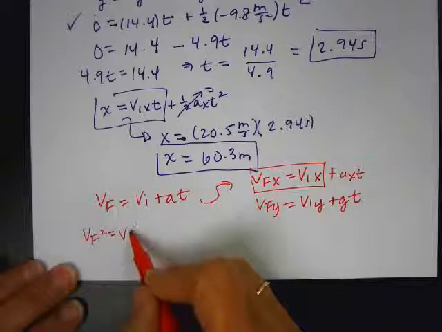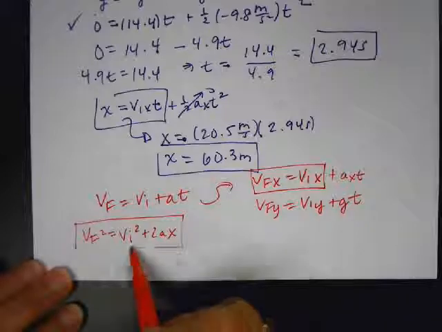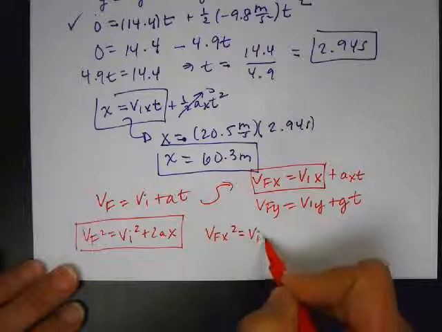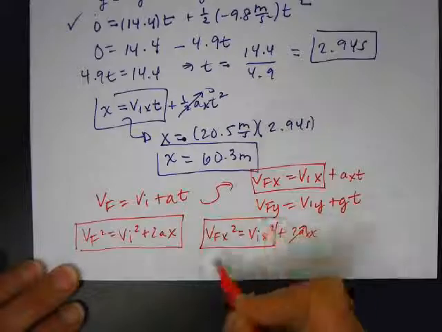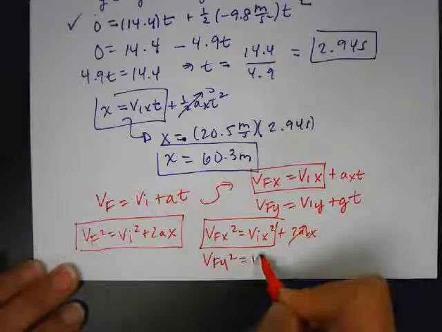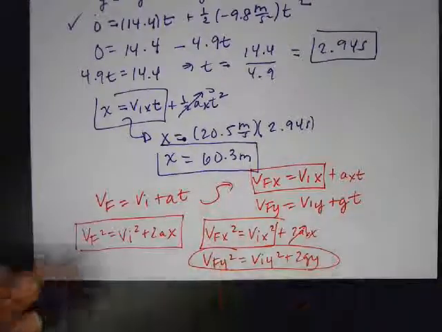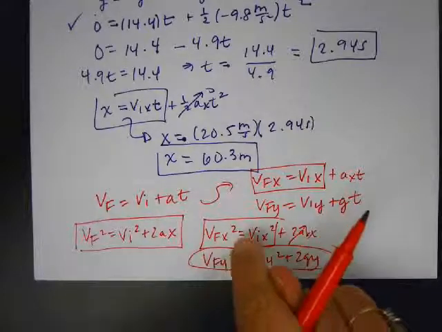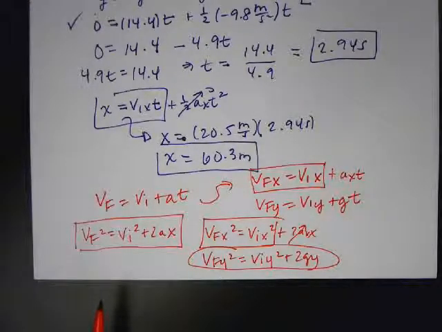VF squared is equal to VI squared plus 2AX, and then I could apply this equation both horizontally and vertically. So I'd get VFX squared is equal to VIX squared plus 2AXS. So that would disappear. And then VFY squared is equal to VIY squared plus 2GY. When we look at the motion of a projectile, you'll see that the horizontal component of the velocity stays the same, and it's just the vertical one that's going to change.